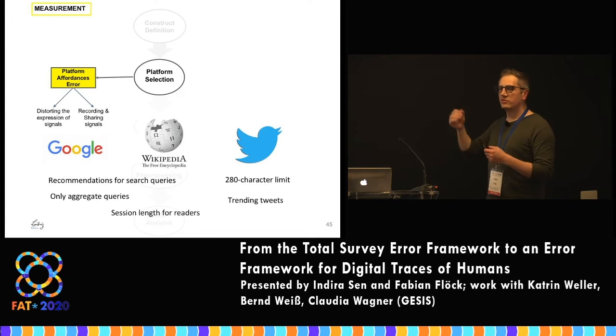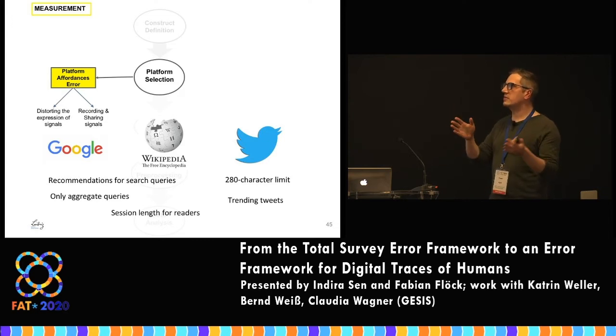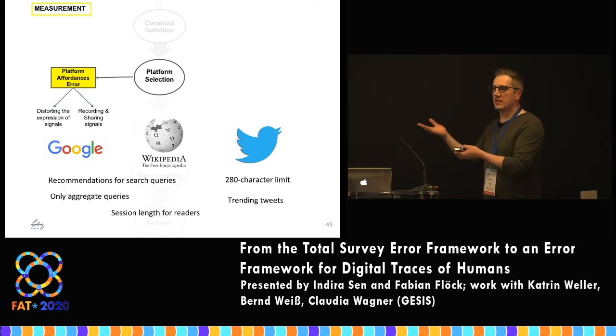Twitter also has trending tweets. So if someone wants to write about something completely different and they see influenza is trending, then maybe they go there and then they feel the need to express themselves, which they wouldn't have done before. So that's the distortion of expression of signals.